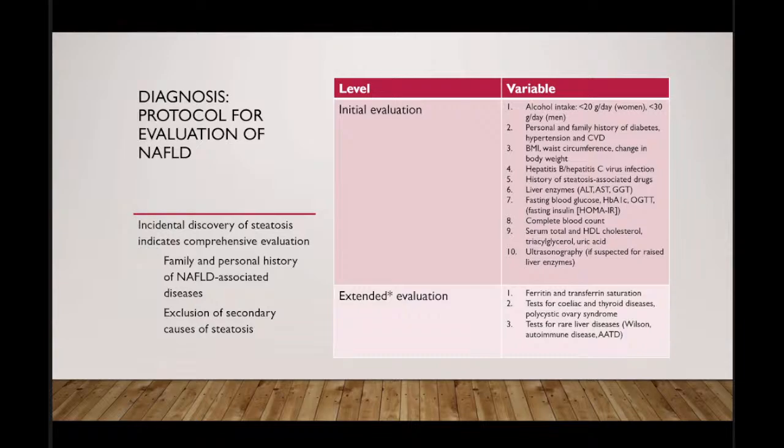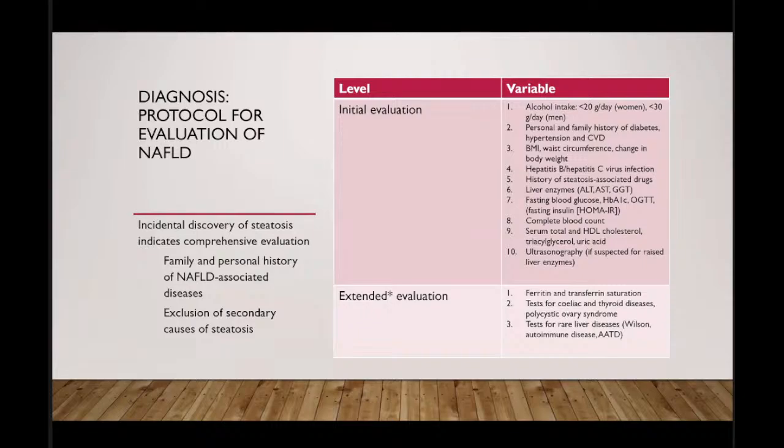You want to ask questions about alcohol intake. You want to ask about past medical history and even personal and family history of diabetes, hypertension, and cardiovascular disease. You want to do your proper triage, checking weight and waist circumference. You want to screen for hepatitis B and hepatitis C virus infections. You want to check a medication history. You want to do liver enzymes, fasting blood sugar, and an A1C to get an idea of whether persons meet the criteria for the diagnosis of diabetes or impaired fasting glucose.